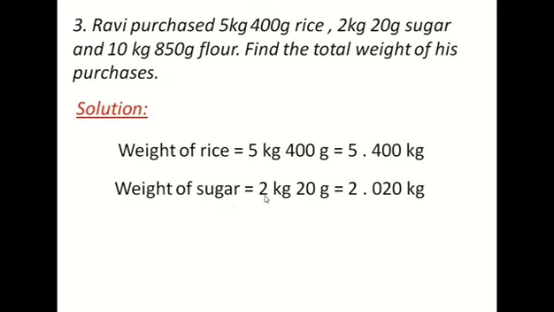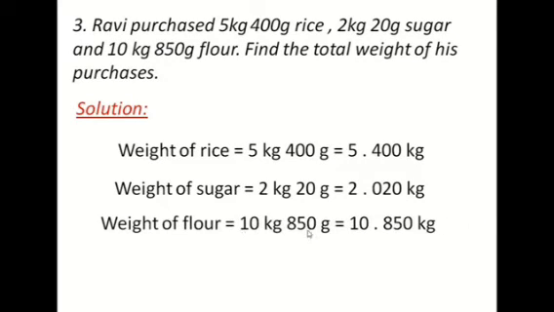Weight of sugar is 2 kilogram 20 gram. So 20 by 1000. Your decimal point will shift 3 places from the right, so 1 more place will be compensated by 0. So it will become 2.020 kilogram. And the last one is the flour. It is 10 kg 850 grams. So 850 by 1000, 10.850 kilogram. As you have converted all the weights into kilogram, now arrange them in columns and get the sum.